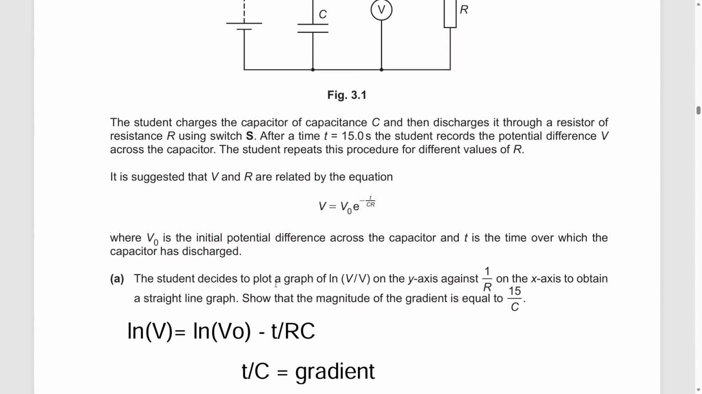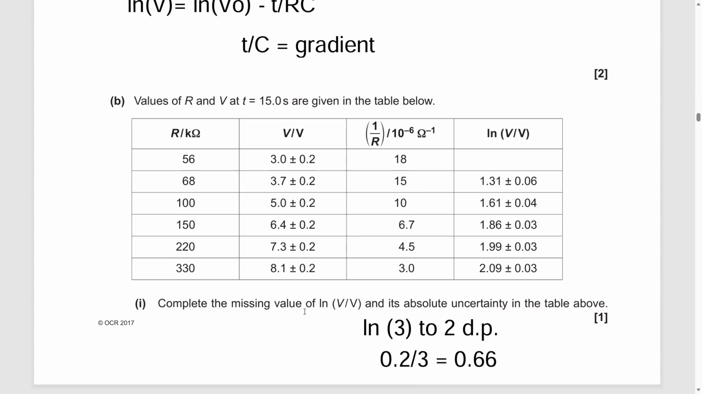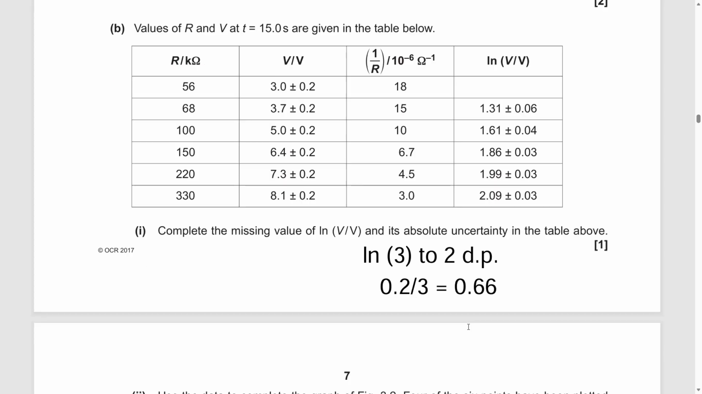For this question, you ln both sides, so ln V equals ln V naught minus t over RC. You compare with y equals mx plus c, and in the question you're given that t is 15, so put that in. For this question, you need to ln 3, so ln 3 to decimal places. Remember, because in the data sheet, in the table, you're given 2 decimal places. To work out the error for ln, you do the absolute uncertainty divided by the actual value. So in this case, you got 0.2 divided by 3. This should say 0.066, and round it up, that gives you 0.07.